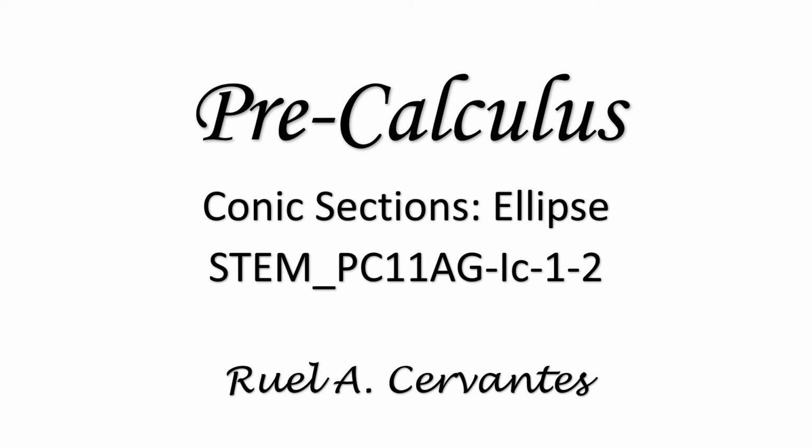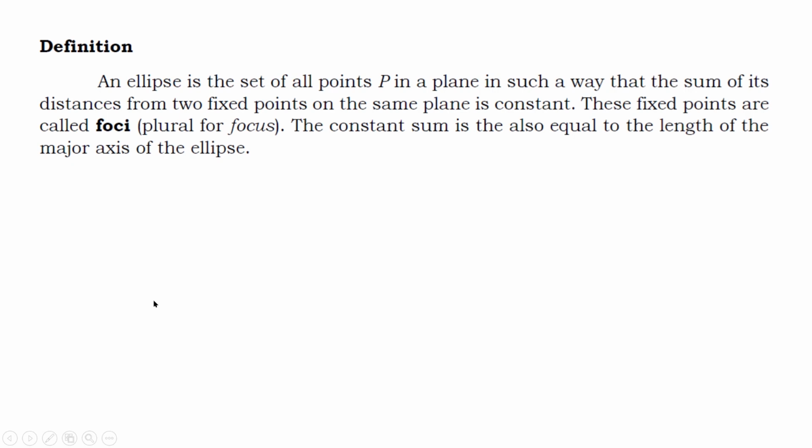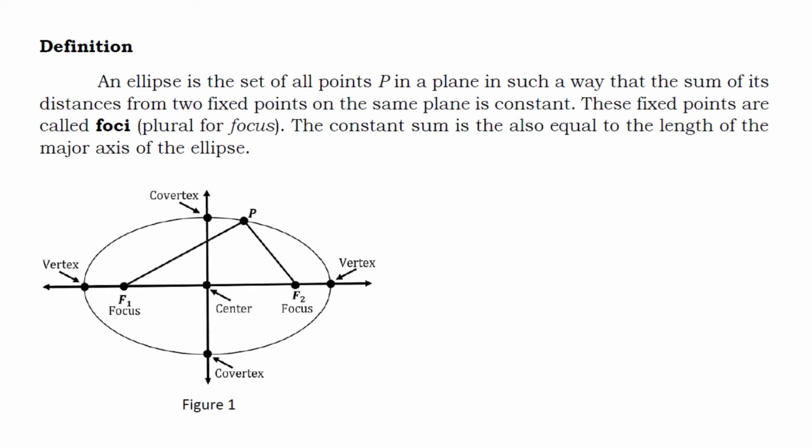Our topic for today is conic sections, focusing on the ellipse. Let's define what an ellipse is. An ellipse is the set of all points P in a plane such that the sum of its distances from two fixed points on the same plane is constant. These fixed points are called foci, plural of focus, and the constant sum is also equal to the length of the major axis of the ellipse. Later we will discuss more about that.